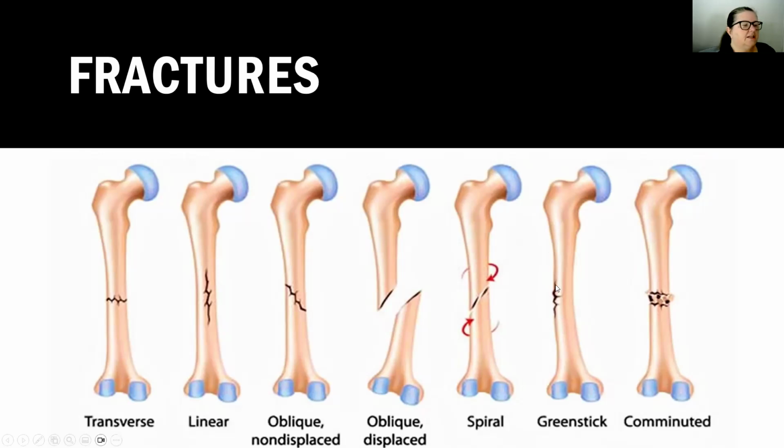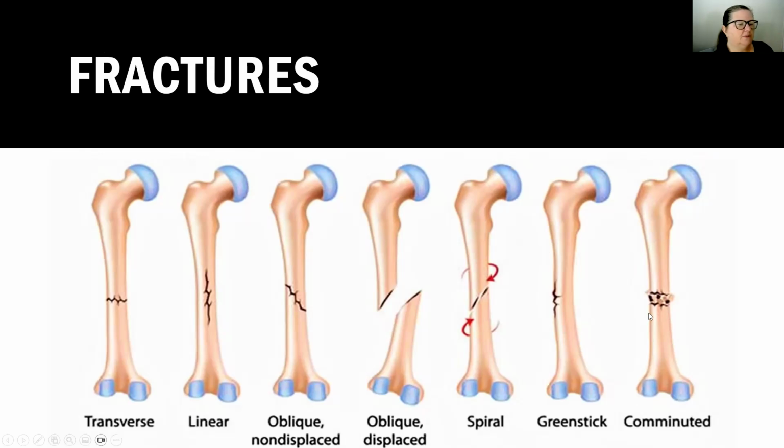This is a green stick fracture. Notice it is on the side and it is kind of linear, but it doesn't go all the way through. This is very common in children because of the fact that children's bones have not fully developed. They're still somewhat pliable. And so if they have some kind of injury that would cause an adult bone to break, it kind of just starts to break and then bends. So it doesn't break all the way through. So green stick, very common in children.